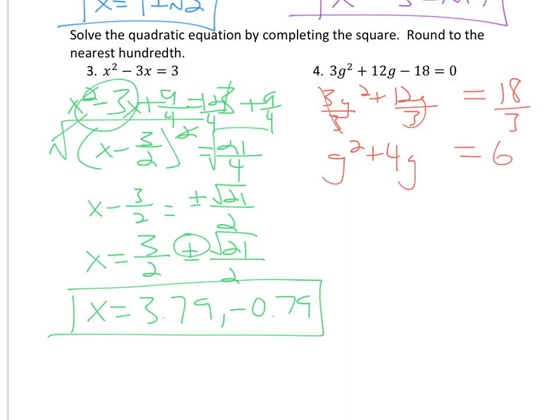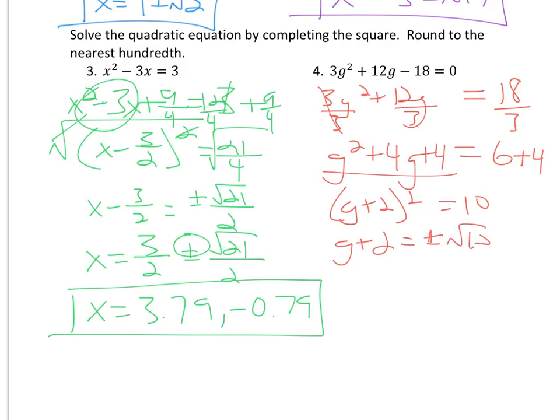Now complete the square. Cut 4 in half and square it. Cut 4 in half, you get 2. 2 squared is 4. Add 4 to both sides. Then I need to factor on the left. Two things that multiply to 4 and add to 4 are 2 and 2. So g plus 2, quantity squared. Notice it's the thing that I squared when I cut that 4 in half, equals 10. Square root both sides. G plus 2 equals plus or minus the square root of 10. And subtract 2. G equals negative 2 plus or minus root 10.